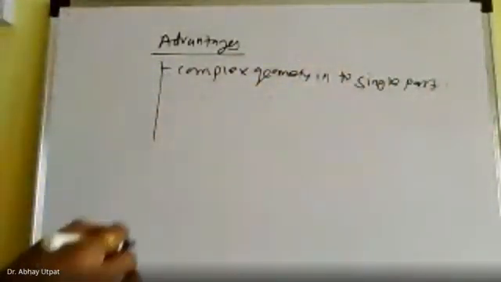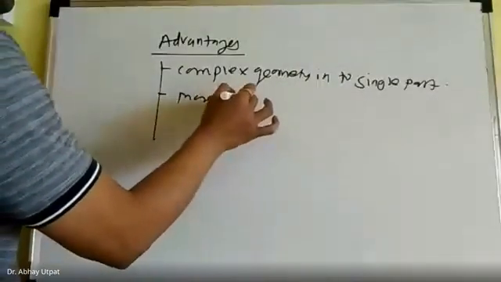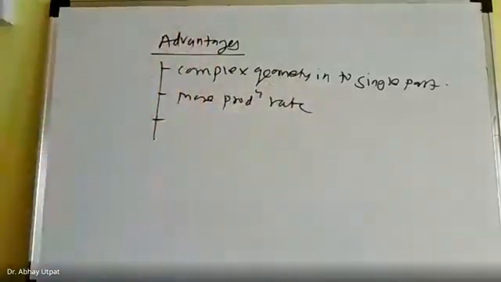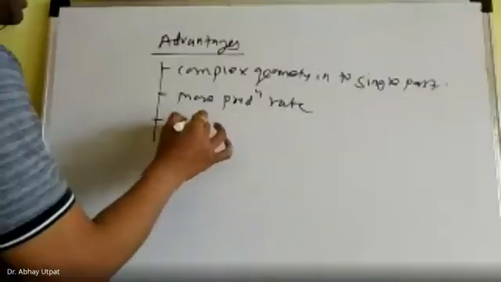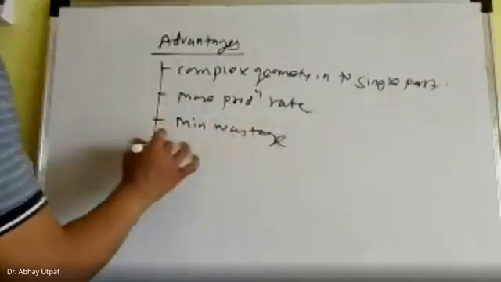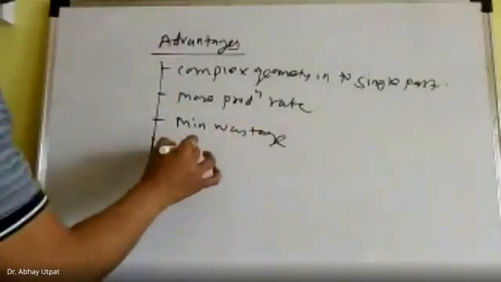Complex geometry into a single part or unique part, more rate of production, then fast process, minimum wastage. Process is very fast, close tolerance.